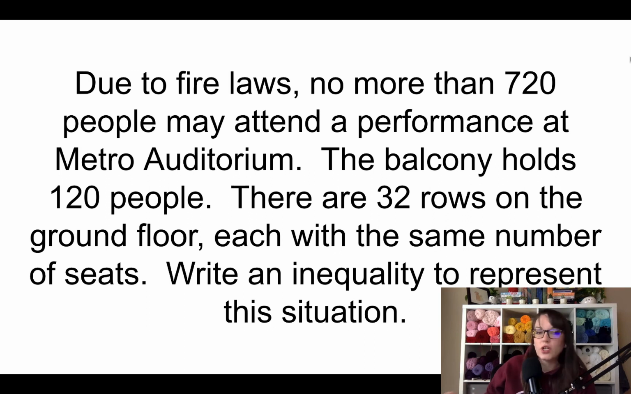Last one. Due to fire laws, no more than 720 people may attend a performance at Metro Auditorium. The balcony holds 120 people. There are 32 rows on the ground floor, each with the same number of seats. Write an inequality to represent this situation. Ask yourself, could they have more than that? Could they have less than that? Could they have exactly that? All right, now write it.